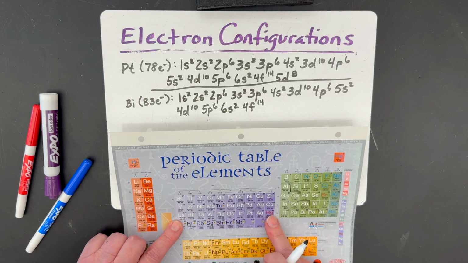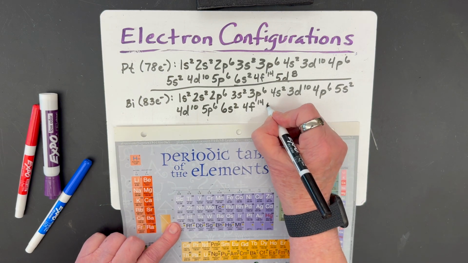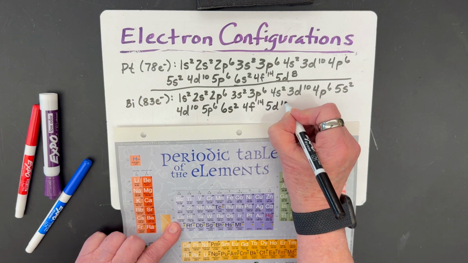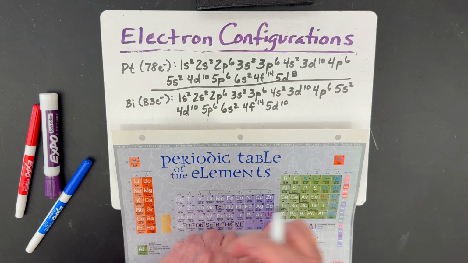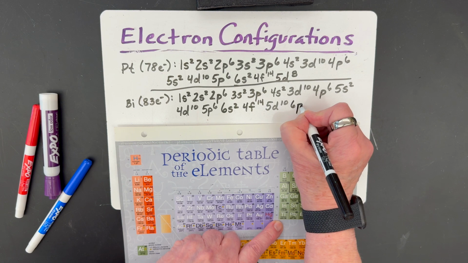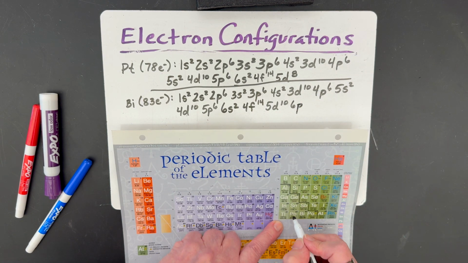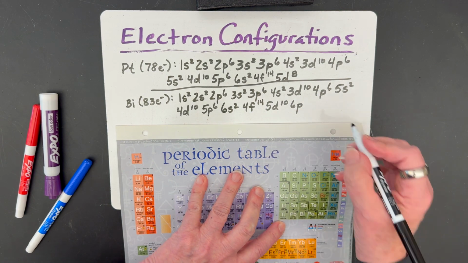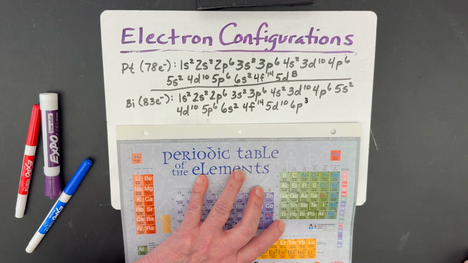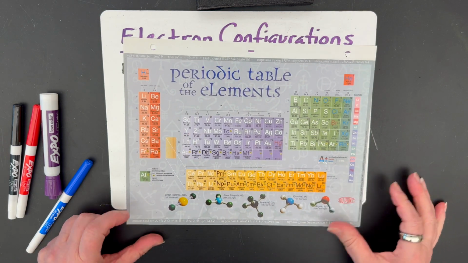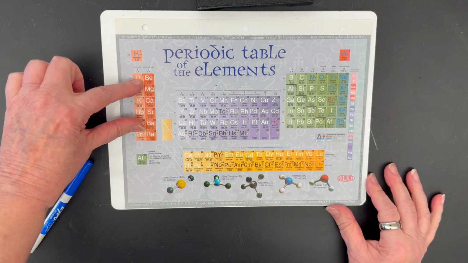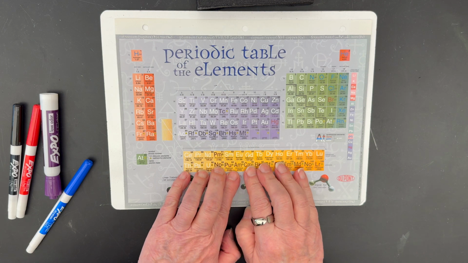We want to fill up this 5D right here. It can hold 10. That takes us to the P. Remember, we're on row 6, so it's a 6P. And we need 1, 2, 3 spots over to get to bismuth. And that's how you do it using the periodic table. So the periodic table is a great tool. It is organized based on electron configurations with our S, our D, our P, and our F blocks.